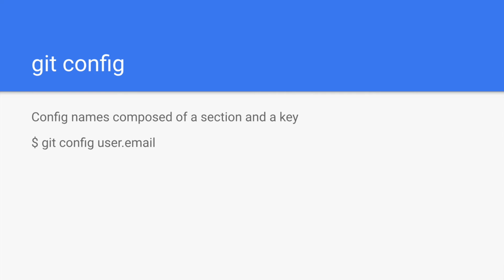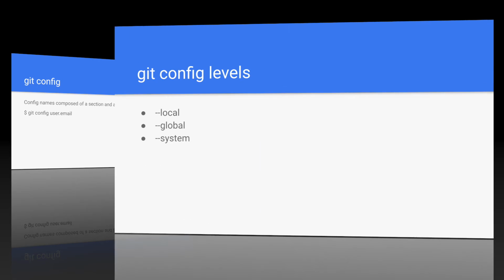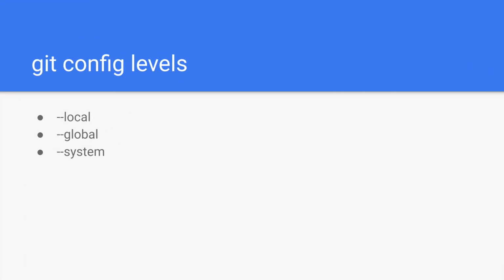The most basic use case for git config is to invoke it with a configuration name, which will display the set value at that name. Configuration names are delimited strings composed of a section and a key based on their hierarchy. For example, user.email. Before we further discuss git config usage, let's take a moment to cover configuration levels.